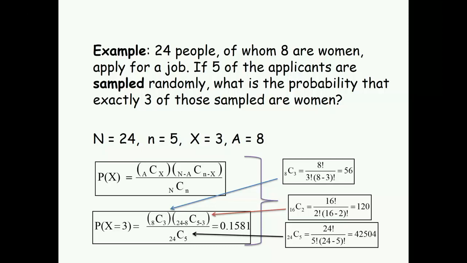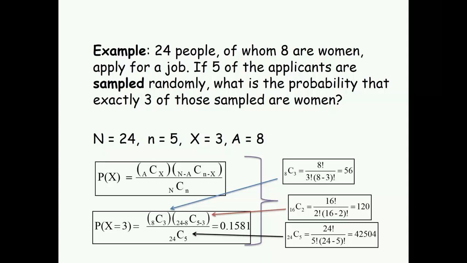24. What is the number of women in the population? 8. So A, capital letter A, is 8. What is the probability that exactly 3 of these sampled are women? And this is the question. So we have N, we have A, we have X, we have n small letter. Having that, then we can easily calculate.